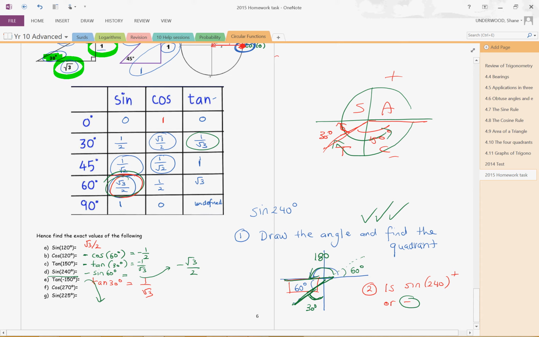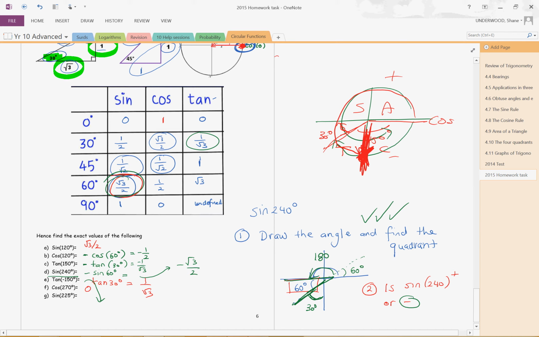Cos of 270. Well, cos is the x value. 270 degrees is going to put me right there. What's the x coordinate right there? 0. Cos of 270 is 0.